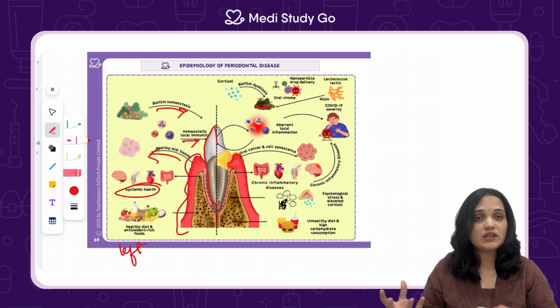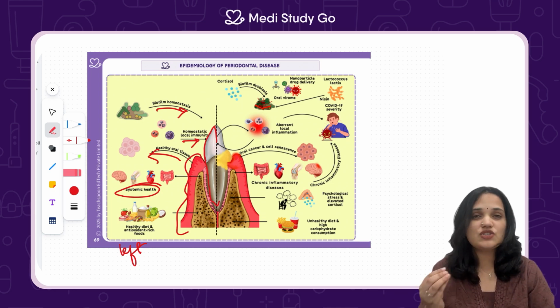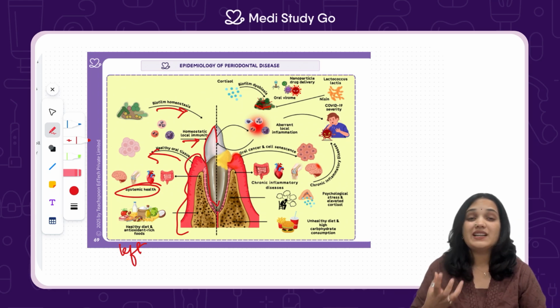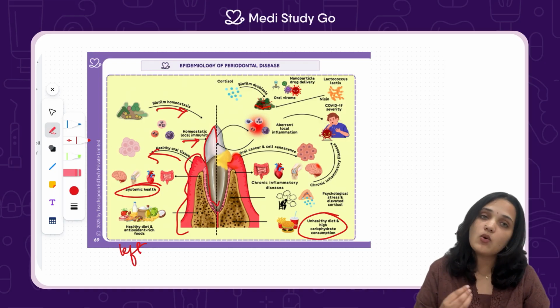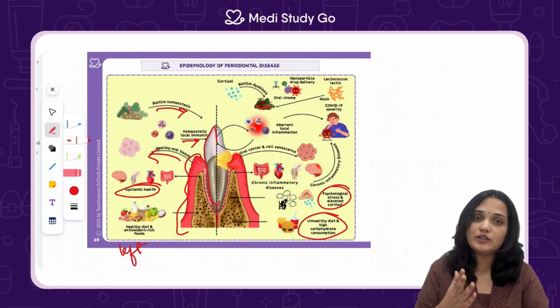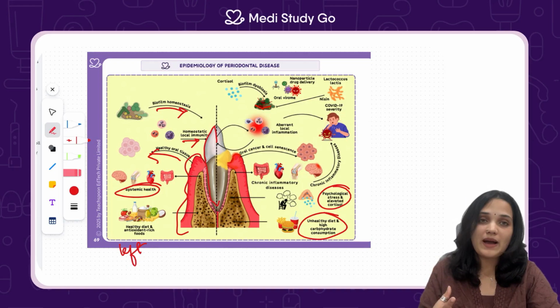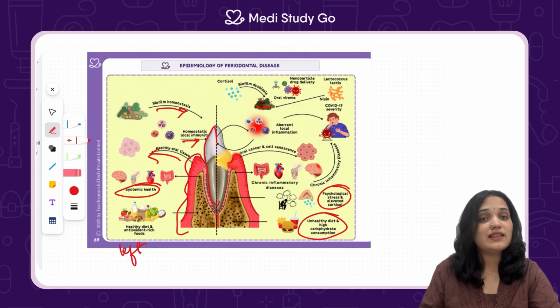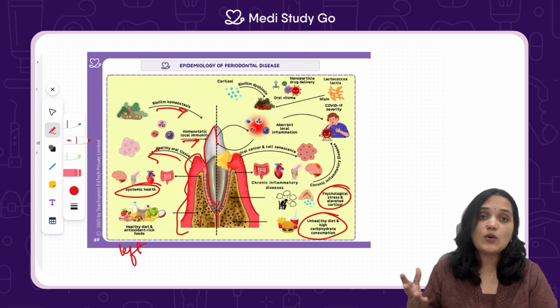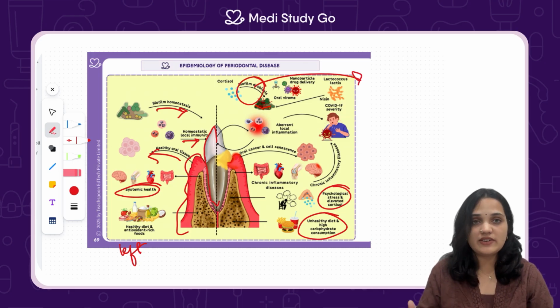Now, when something disturbs this balance, let's look at the right side, stress will be increased, diet becomes very unhealthy, and oral hygiene is poor. Now what happens? The biofilm changes, and this is called dysbiosis. Bad bacteria will increase, and that will lead to local inflammation. Now, if this continues, it will become chronic inflammation. And then it starts affecting the whole body.